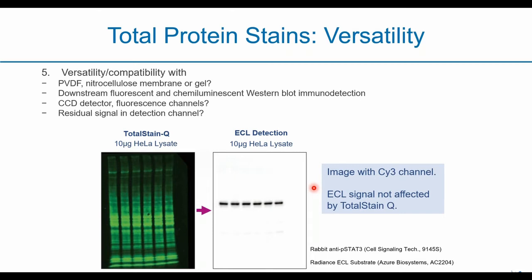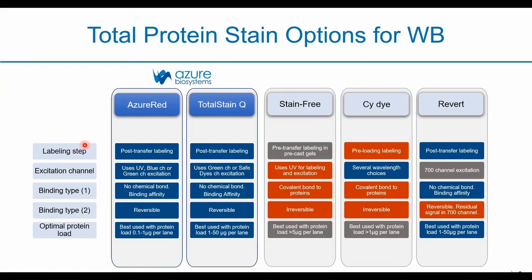I will really advise you to acquire a trial kit and test it out on your sample to see whether it works or not, if you have the imaging system. Right, so here are additional categories like labeling step, which step they're labeling, what excitation channel it needs, what the binding types are, and also optimal protein loads. So we have Azure Red and total stain Q over here. Okay, we have also other dyes available on the market like stain-free, SYPRO dyes, and also Revert. Okay, you can see that they are labeled at different steps.